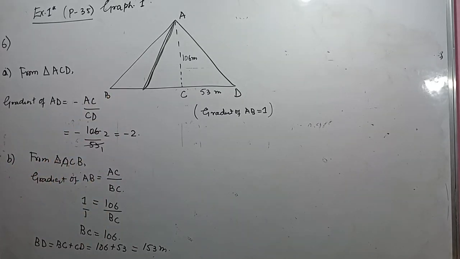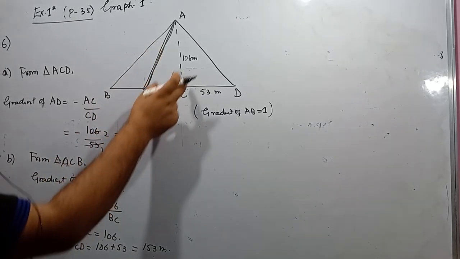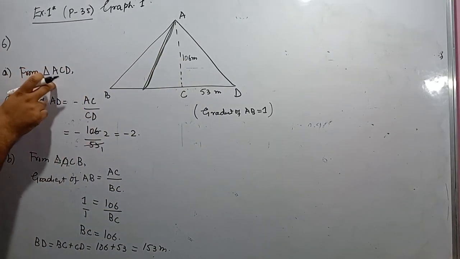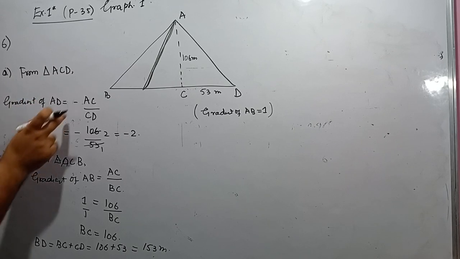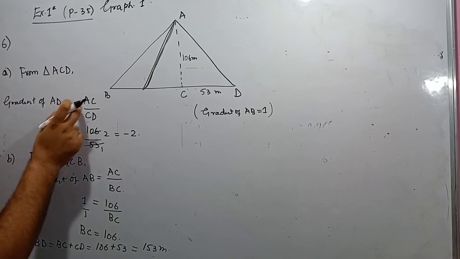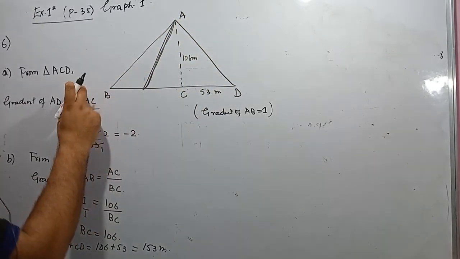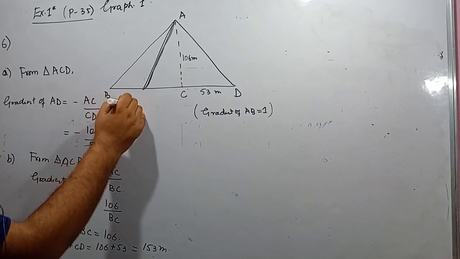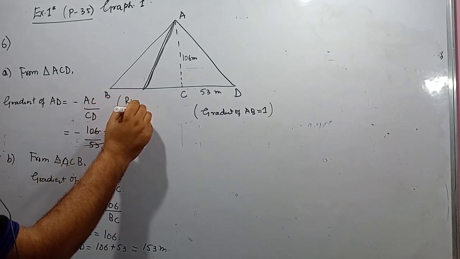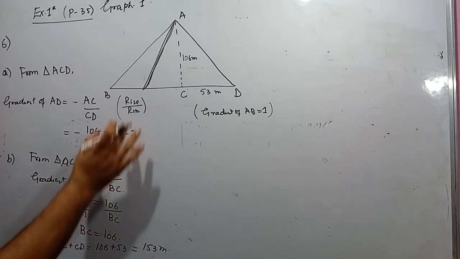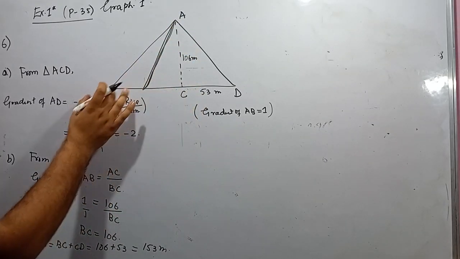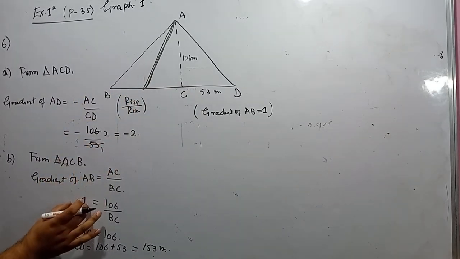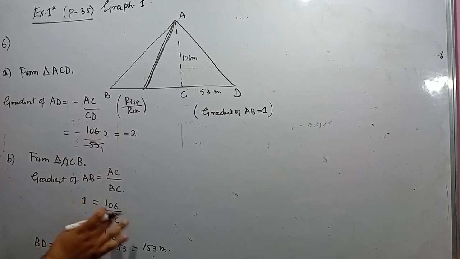So this is a very simple question. You only need to understand the diagram and each step: what we did in the first step, how we found the gradient, why we took the minus sign, because the slope is decreasing. That's why it's rise AC divided by CD, rise by run. And here also rise by run, that is gradient of AB is AC by BC. But gradient is given, it's 1. This 1 was given in the question. Then we found BC. Then BD is equal to BC plus CD, that's 153 meter.